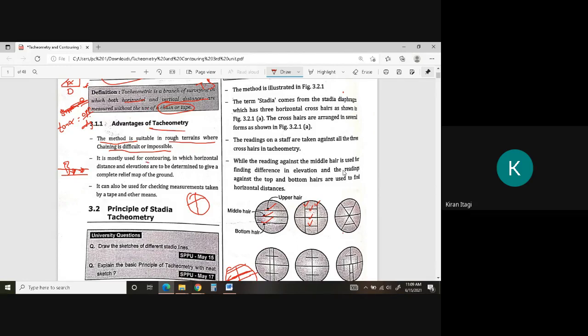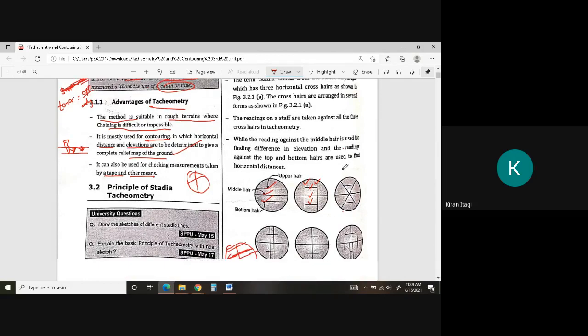It is mostly used for contouring, which you will see later, in which horizontal distance and elevations are to be determined to prepare a map. This one we will see in the upcoming chapter. It is also used for checking the measurements taken by tape or other means, just for cross checking.